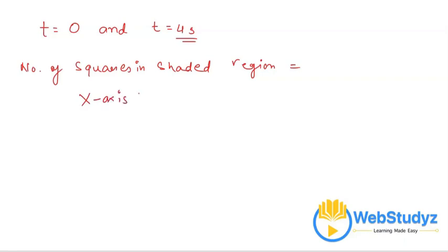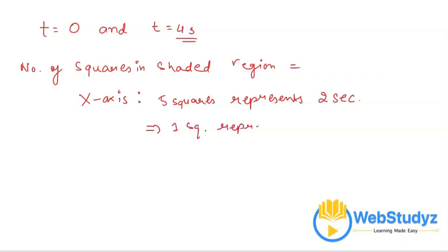for x-axis, 5 squares represents 2 seconds. This implies 1 square represent 2 by 5 seconds. We can simply call it scale of given graph.